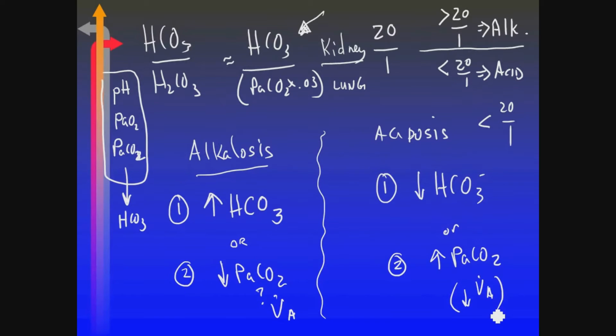How are we doing? Two different ways that you can create an acid-base disturbance. Either something's happening metabolically or something's happening respiratory-wise. It's one way or the other.